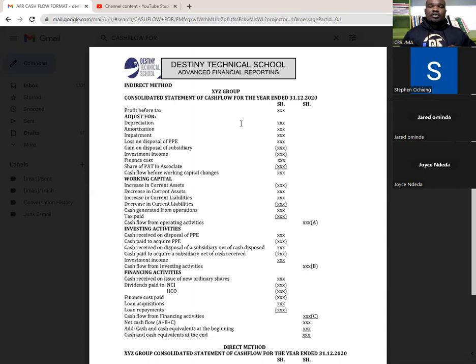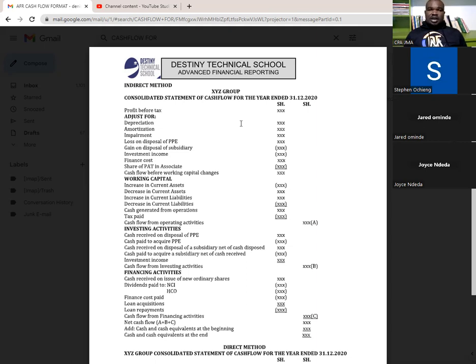Then there are some adjustments you need to make. You know, cash flow is specifically checking the cash receipts and cash payments. So you always find that there are some items which were added or subtracted prior to profit before tax. Some of them never involve cash outflow at all. There is no cash which went out. Also, some of them are non-operating.